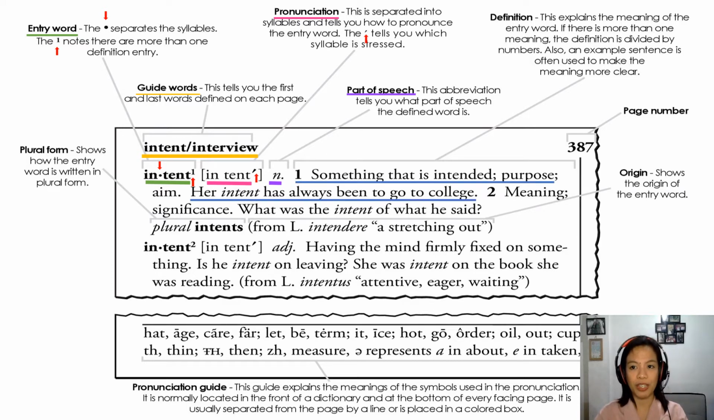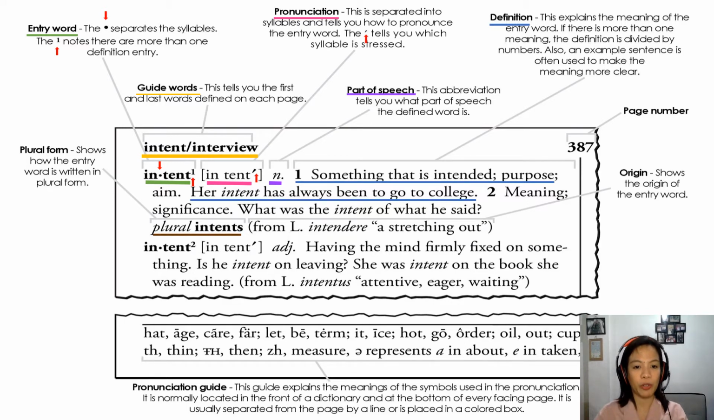Next, we have the definition. The definition explains the meaning of the entry word. If there is more than one meaning, the definition is divided by numbers. Also, an example sentence is often used to make the meaning more clear.